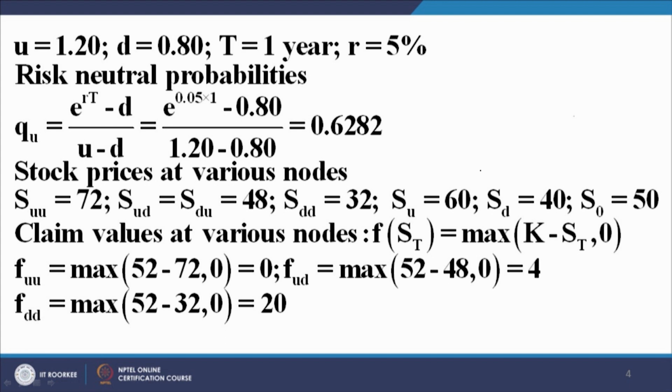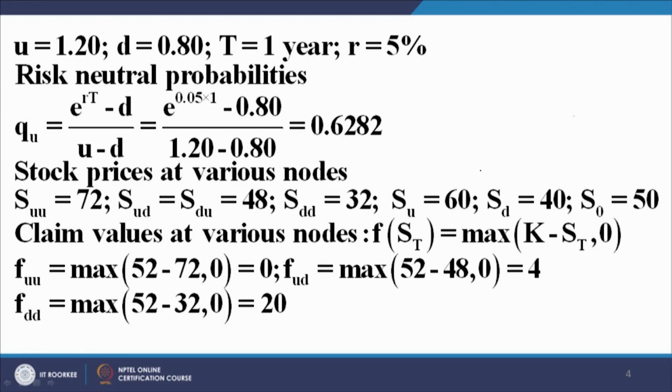You are given that the current stock price is 50, and at t equal to 1 the jump is either 20% upwards or 20% downwards. So, it would either be 60 or it would be 40, and then there is another jump at t equal to 2, which would again be 20% upwards or 20% downwards. So, the spectrum of prices at t equal to 2 would be 72, 48 and then 32. That is what is given here. S u u is 72, S u d is equal to 48, S d d is equal to 32.